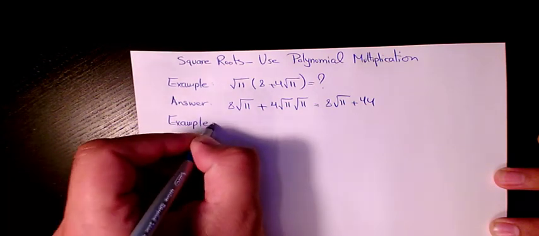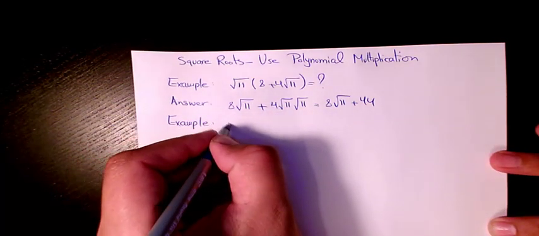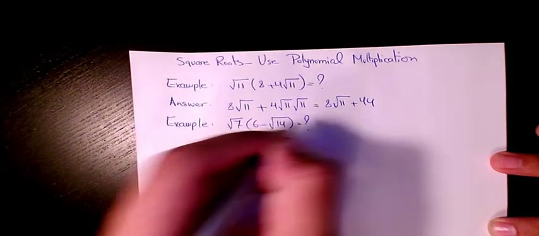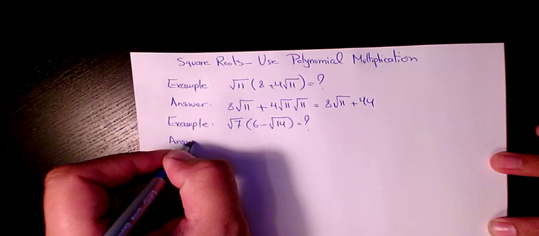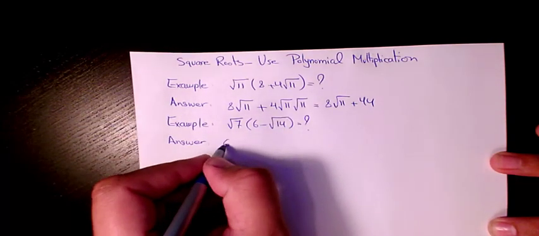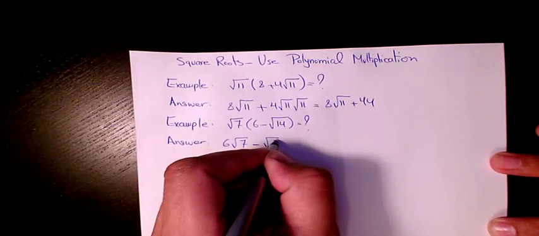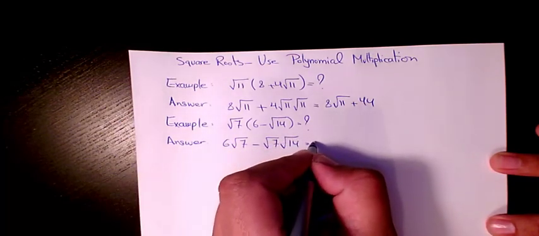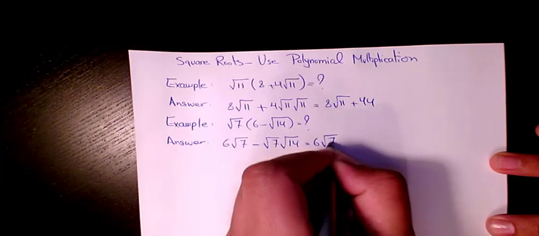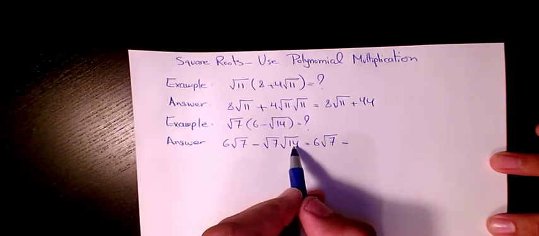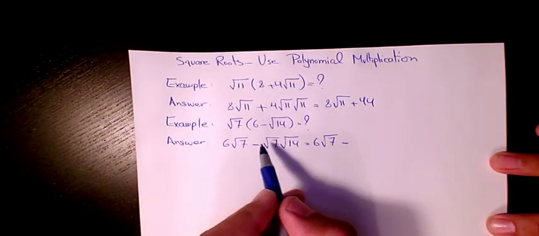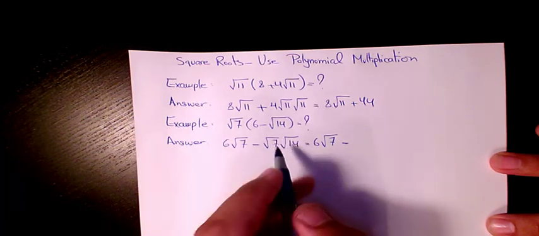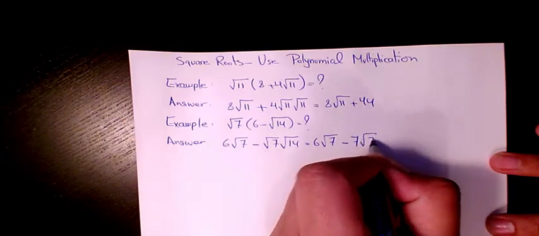Next example, have root 7 times 6 minus root 14. Answer is 6 root 7 minus root 7 times root 14. That's going to be 6 root 7. 14 is 7 times 2, so it's like root 7 times root 7 times 2. Root 7 times root 7 is just 7, so it's going to be 7 root 2.